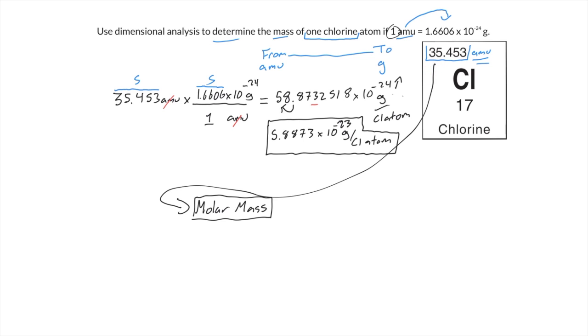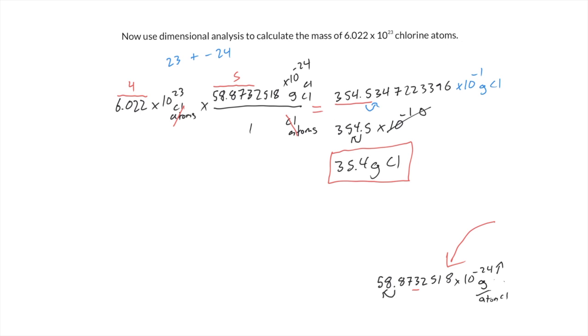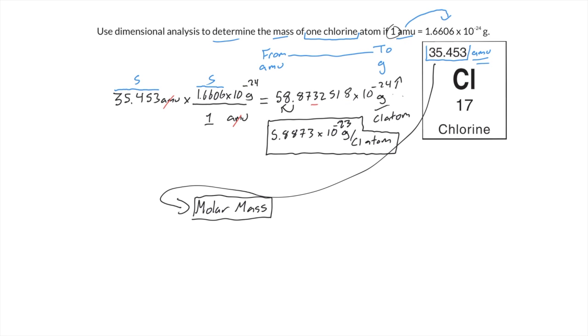So that standard number, 6.022 times 10 to the 23rd, equaling what we call a mole, bridges us between atoms of an element and grams of that element. That's why I call it the molar mass, because 1 mole of any element equals 6.022 times 10 to the 23rd atoms of that element, which equals this number of that element on the periodic table.